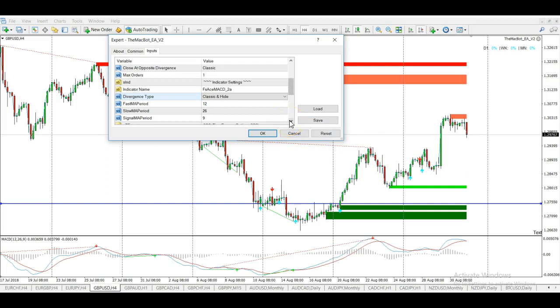Okay, so we've got two types of divergence. We've got a classic, which is the main one for entry and exit, and then the hidden, which is for you trend followers out there, trend continuation traders. That's the one you will want to mainly use.